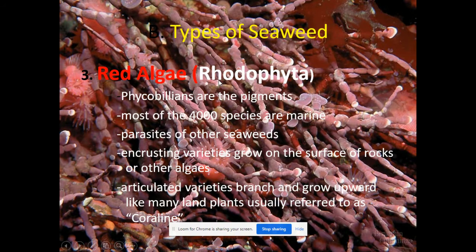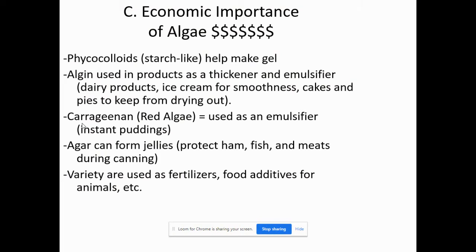The red algae is the rhodophyta. These phycobilins are the pigments. Most of the 4,000 species are marine, so they're going to live in like your oceans. These are considered the parasites of other seaweeds. So they encrust or they grow on the surface of rocks or other algae. The articulated varieties branch and grow upward like many land plants, and they're usually referred to as the corallines. So they're parasites, meaning that they are detrimental or that they hurt other seaweeds.